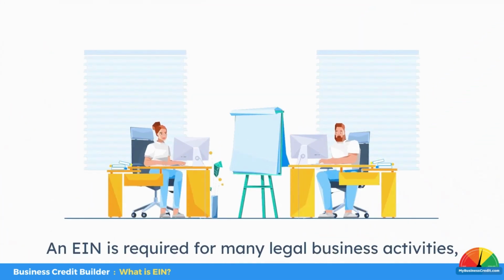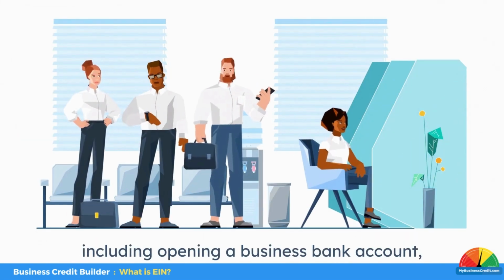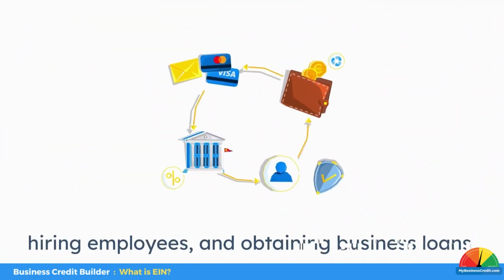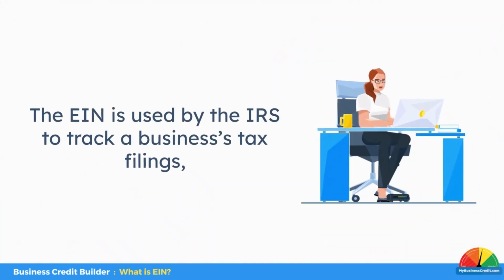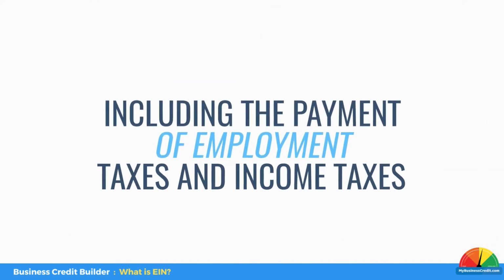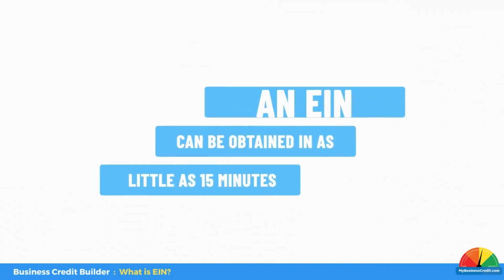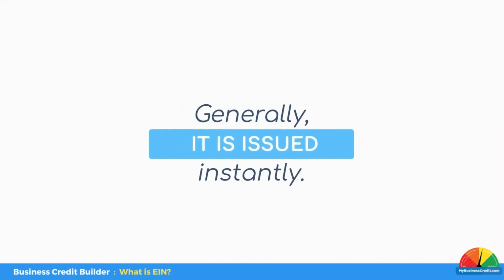An EIN is required for many legal business activities, including opening a business bank account, hiring employees, and obtaining business loans. The EIN is used by the IRS to track a business's tax filings, including the payment of employment taxes and income taxes. An EIN can be obtained in as little as 15 minutes by applying directly on the IRS website. Generally, it is issued instantly.